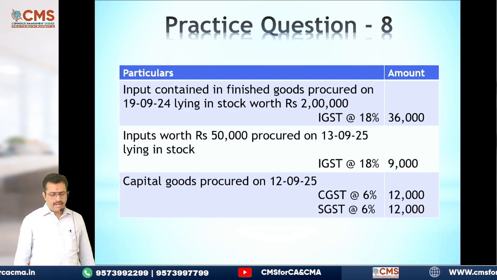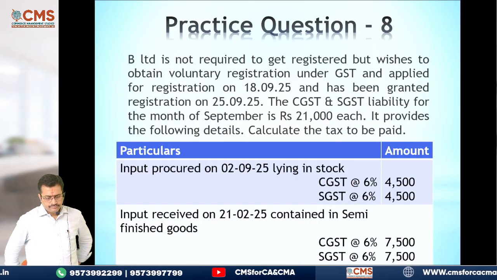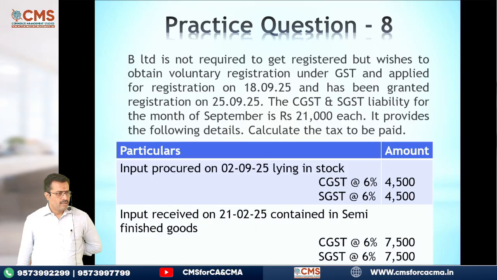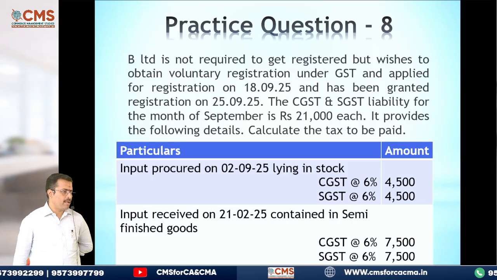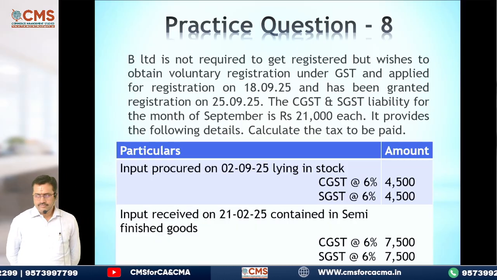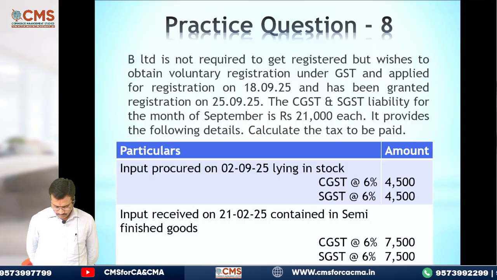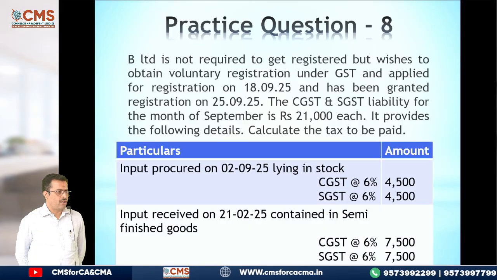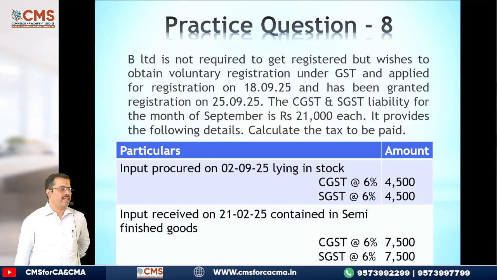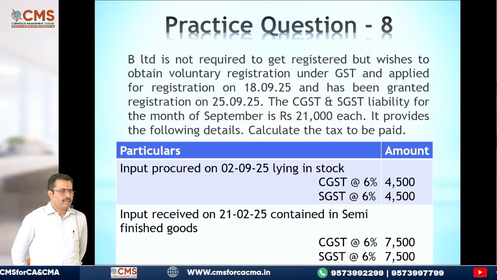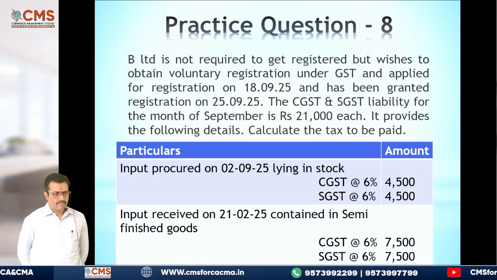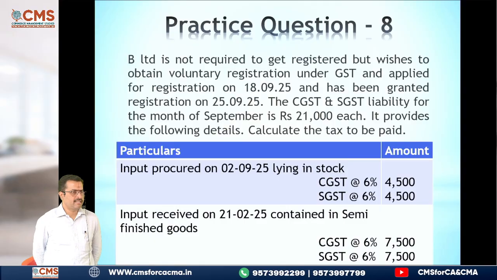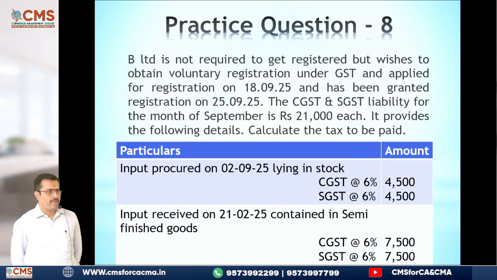Come on, put the heading. Computation of GST payable by B Limited. Particulars, CGST, SGST. That's all, because output IGST is not there. So particulars, CGST and SGST.